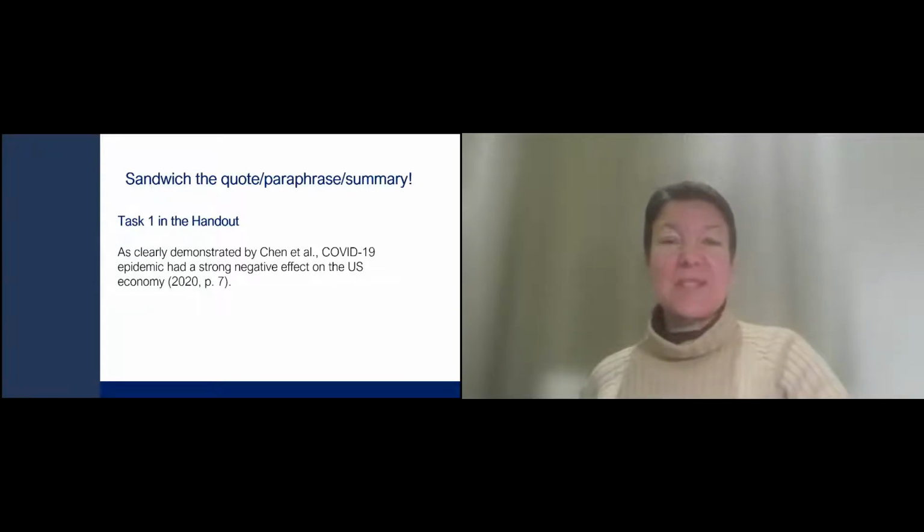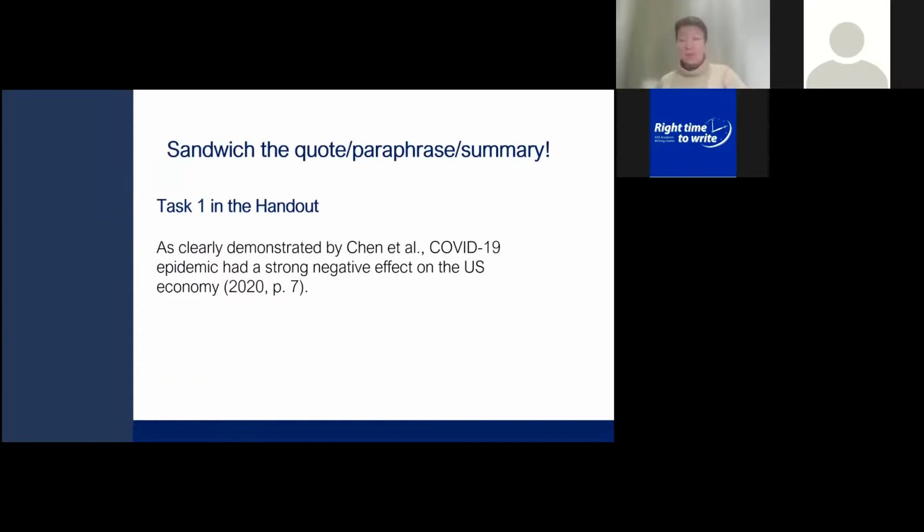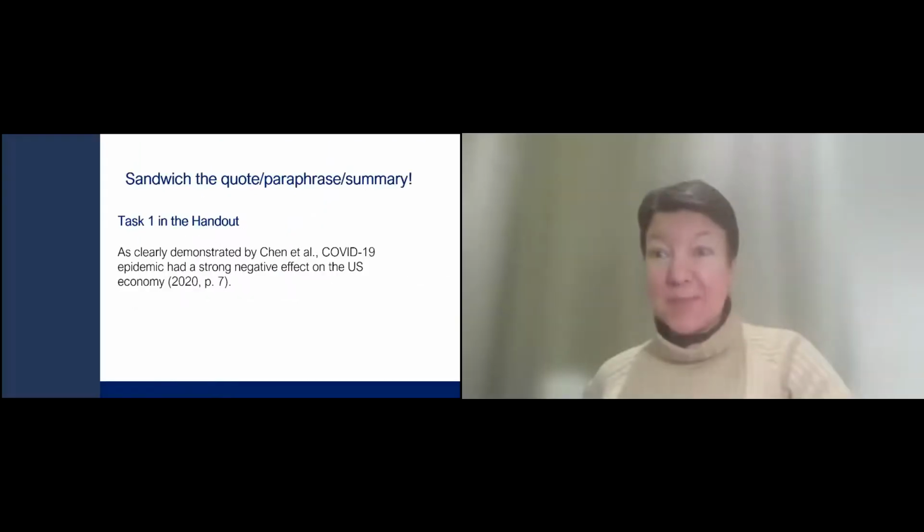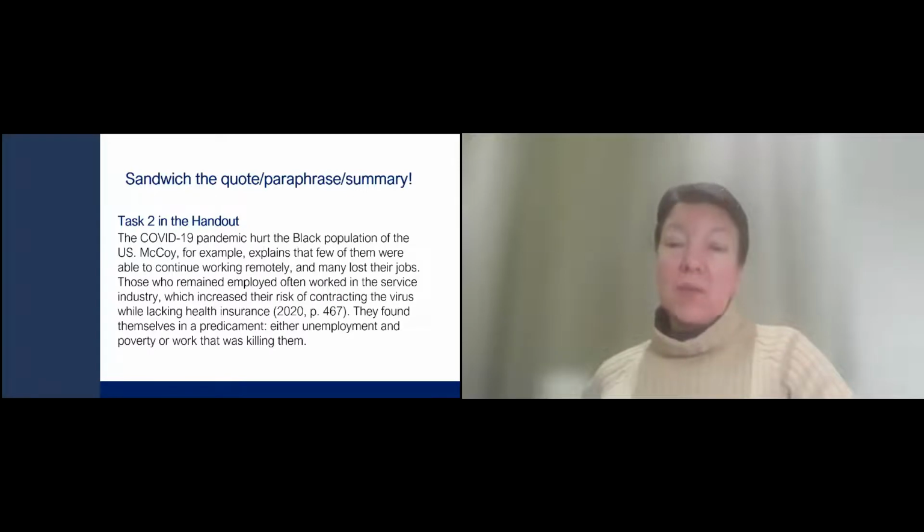So our task 1 in the handout looked like this: as clearly demonstrated by Chan et al., COVID-19 epidemic had a strong negative effect on the US economy, 2020, page 7. Are there any questions about that? No. Okay, so then there was another task.